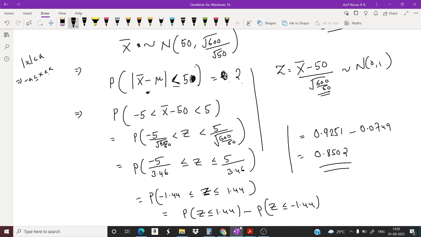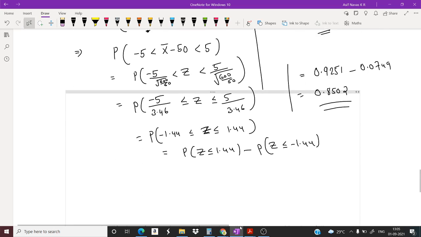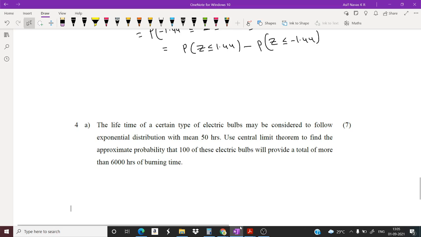Okay. Now I will give you a question as homework. I will share it in your WhatsApp group, and please try to do this problem. And tomorrow we will start the next module. Try to do this problem, and if you have any doubt, please ask me. I have shared that video in your WhatsApp.